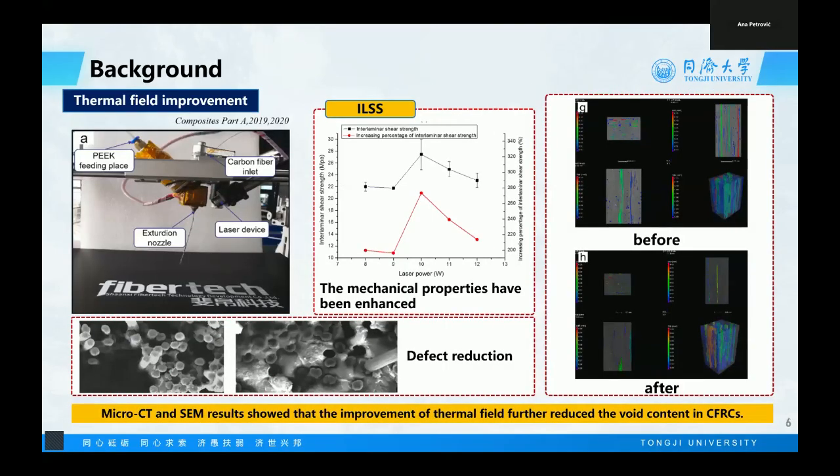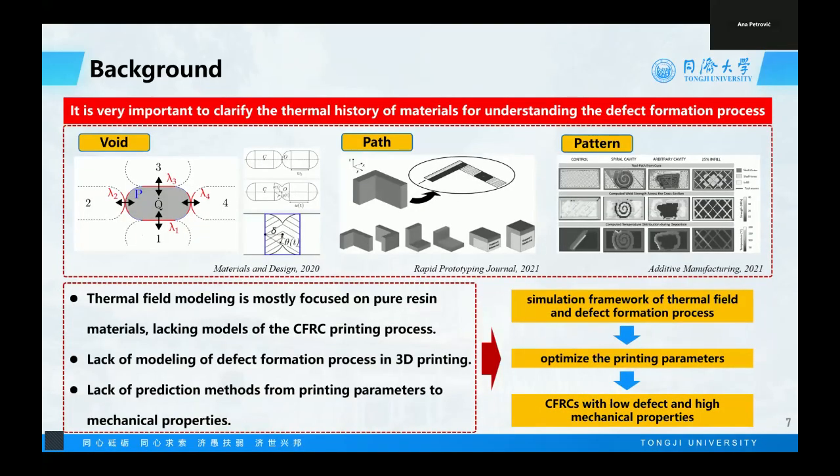Many researchers have improved the thermal field during CFRC 3D printing, and it can be seen that the interlaminar strengths have been significantly enhanced. Their micro CT and SEM results show that the improvement of the thermal field further reduced the void content in the 3D printed CFRCs. Thus, it is very important to clarify the thermal history information of the materials for understanding the defect formation process.